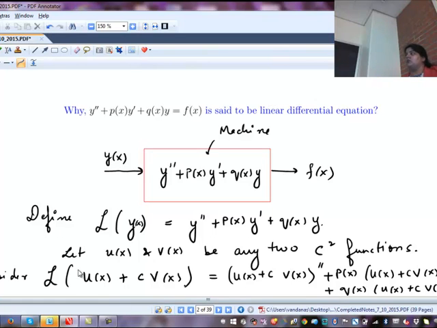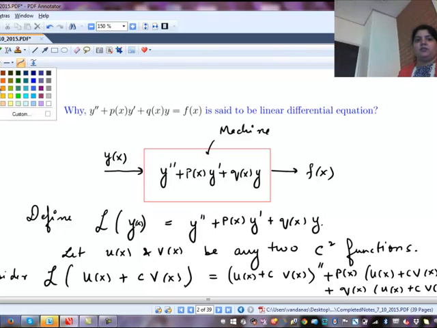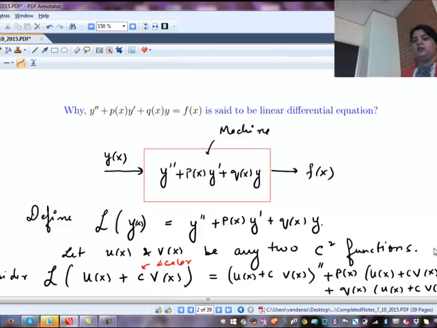So I am considering a linear combination of these two functions u(x) and v(x). Here c is a scalar, so let's say that c belongs to R, a real number, and we are considering a linear combination. If this right hand side turns out to be L of u plus c times L of v, then we will call this L linear. So let's simplify the right hand side.